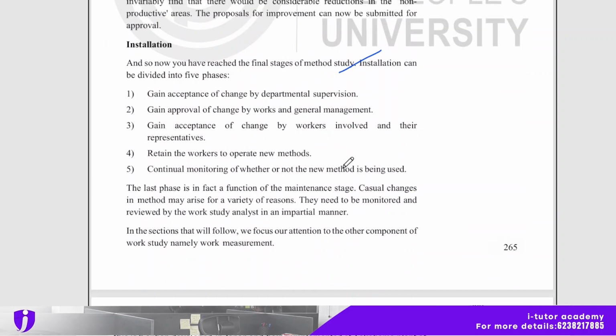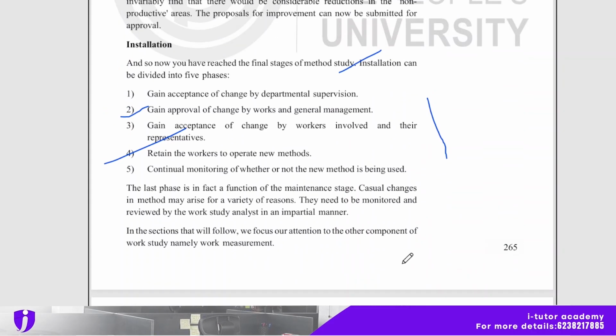One is gaining acceptance of the change by departmental supervision. Then gain approval of the change by works and general management, gain acceptance of the change by the workers involved and their representatives, retrain the workers to operate the new method, and continually monitor whether or not the new method is being used.